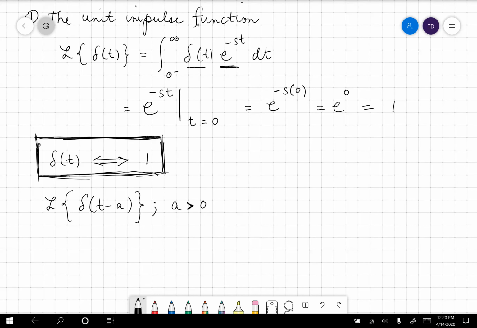So a is a constant. It's real. A is real and it's a constant. Every time we take a function in the time domain, it's always real. Why is my restriction going to be that a is greater than 0?